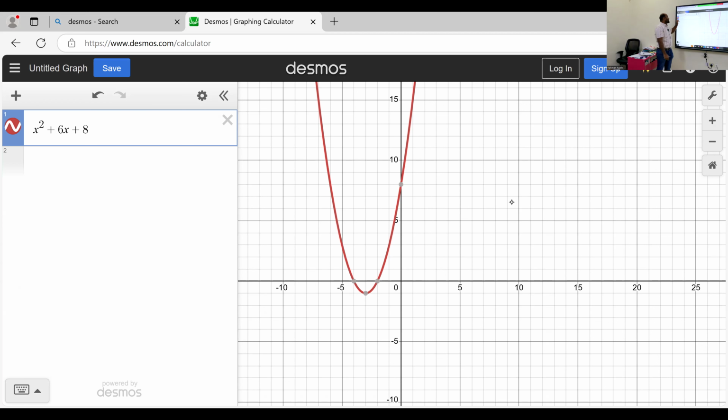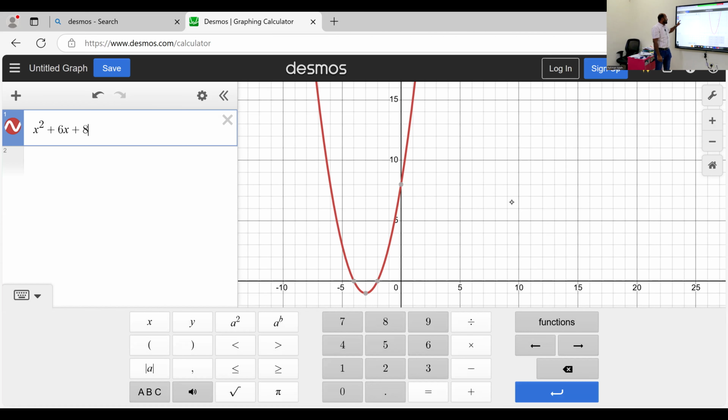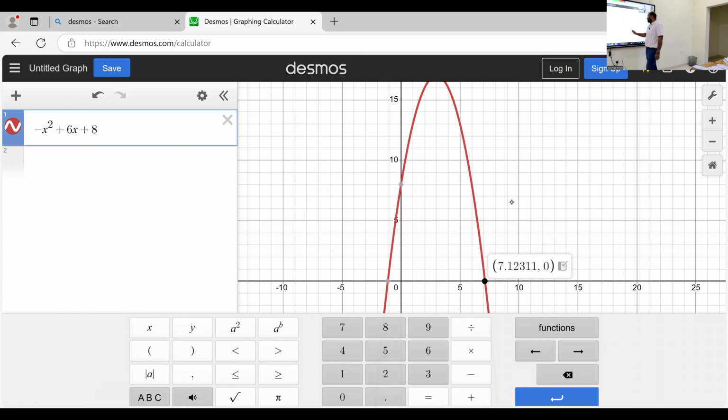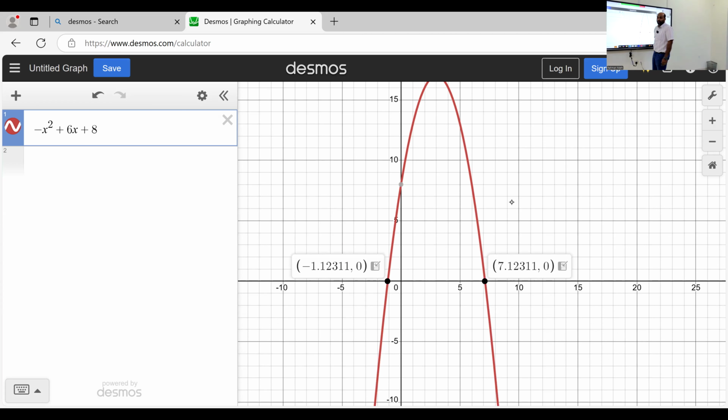If you want, you can see. I'm going to change the sign. It will be downward. Vertex may be changed. See, it became like this, downwards. Vertex is changed, zeros changed, everything will change. You can't find the zeros by using splitting the middle term. So if the coefficient of x square is negative, it will be downward. Write a note.